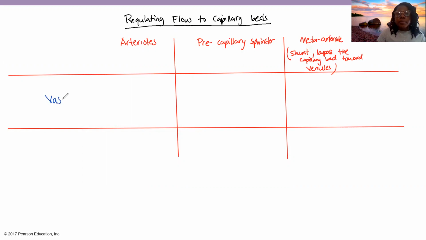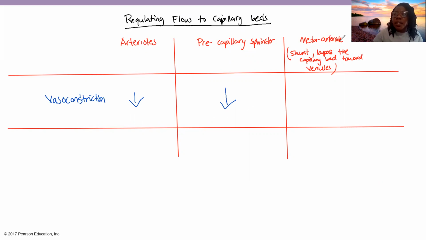Okay, so let's think about vasoconstriction first. So vasoconstriction is going to decrease flow to arterioles, okay? Vasoconstriction is also going to decrease flow to the capillaries as well. So vasoconstriction, let's say that again. Vasoconstriction of the arterioles is going to decrease flow to the capillary bed. Vasoconstriction of the precapillary sphincter is also going to decrease flow to the capillary bed. Remember, these 2 structures are directly flowing to the capillary bed. And so if we vasoconstrict either of these 2 structures, we decrease flow to the capillary bed.